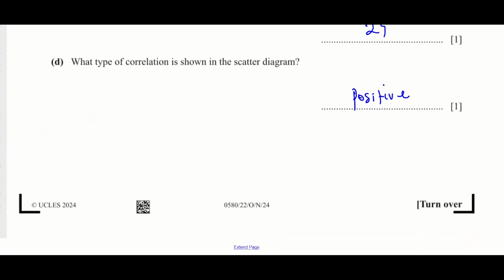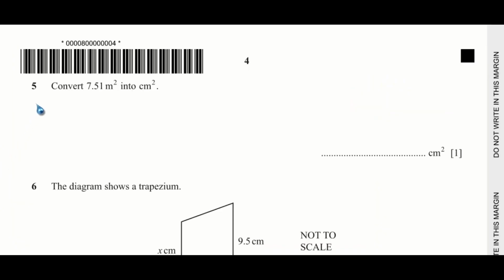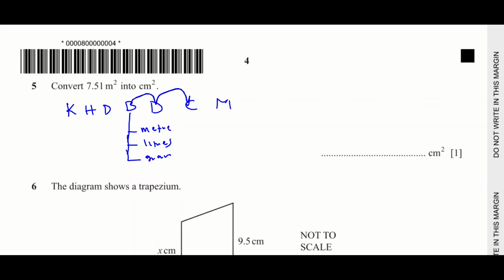So let's go to the next question. That would be question 5. Convert 7.51 squared meters into squared centimeters. So using this acronym, King Henry died by drinking chocolate milk. This is the base where you have the meters. We also have the liters, and we have the grams. We want to move from meters to centimeters, so that means we are moving from here to here. So 1, 2, so you move 2 times.